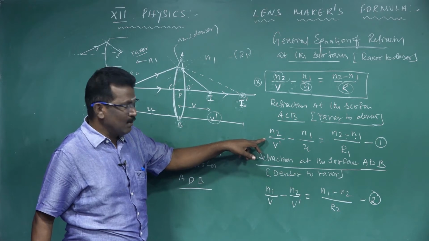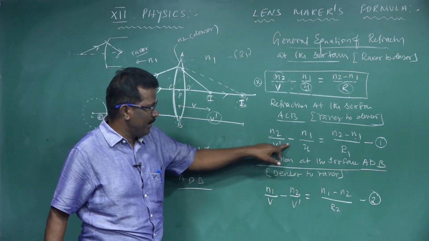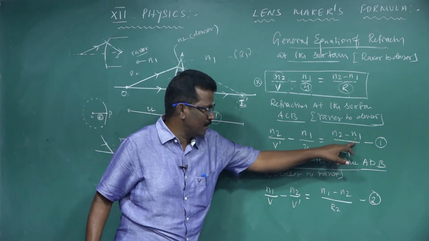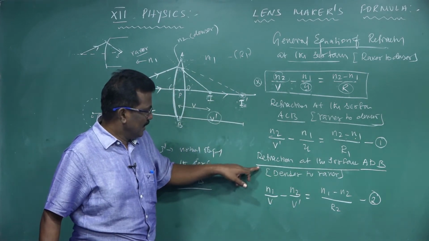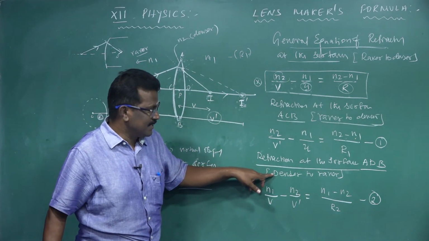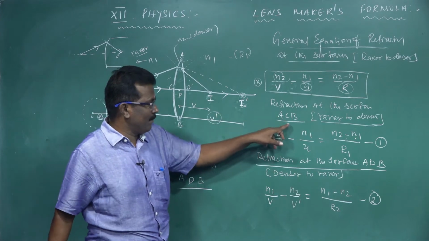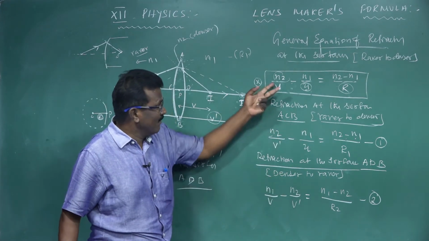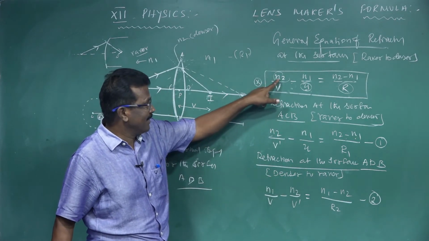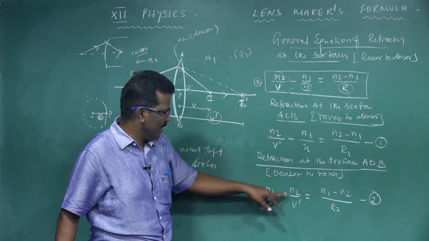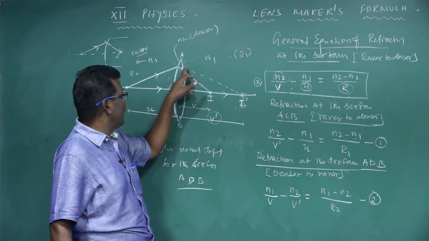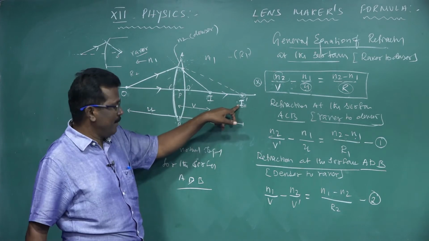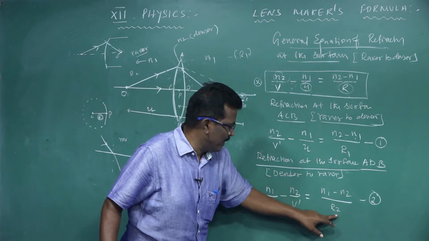This is the refraction at the first surface: N2 by V prime minus N1 by U is equal to N2 minus N1 divided by R1. For the second surface, light travels from denser medium to rarer medium. Earlier, light traveled from rarer medium to denser medium. So inverse, change, alter. Instead of N2 you put N1 by V, N2 by V prime instead of U. U represents the object distance, and for the object distance of ACB that's I prime. So N1 minus N2 by R2.